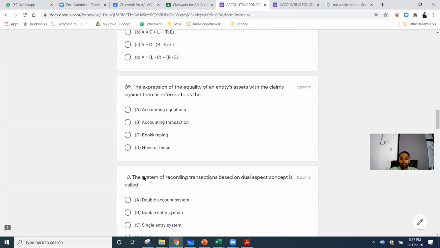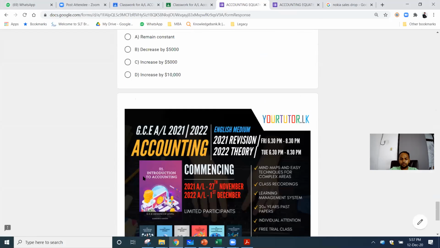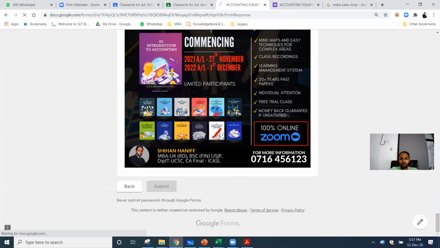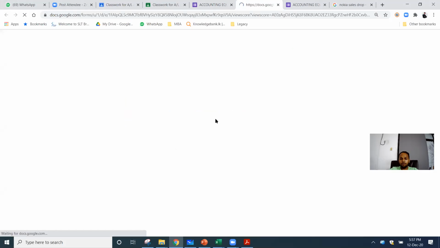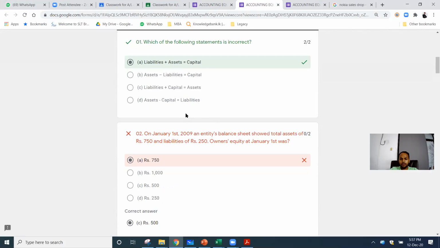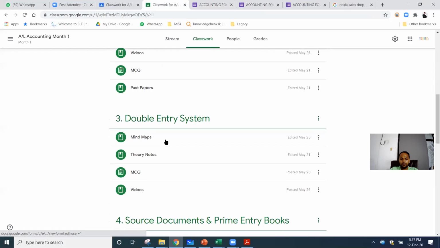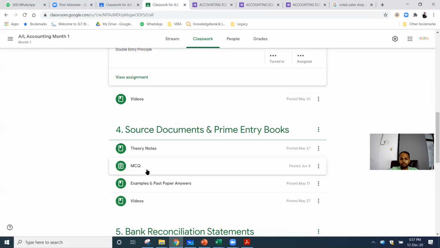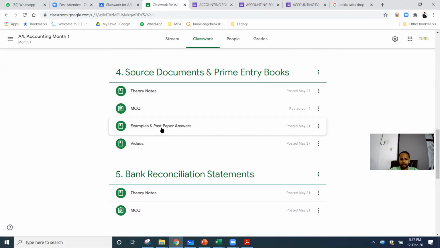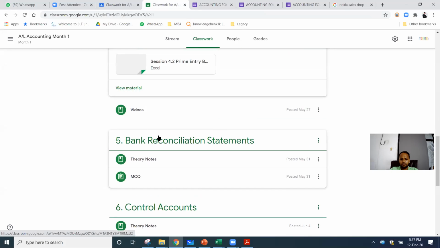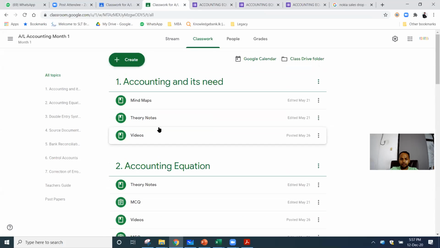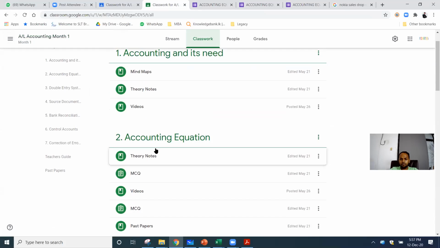You can do it online, and when you submit, you can view the score. Right. So for all the chapters, we make the MCQs. The past papers and everything will be separately given. So for 16 chapters, you will have 16 topics with mind map, theory notes, MCQs, past papers, and other things.